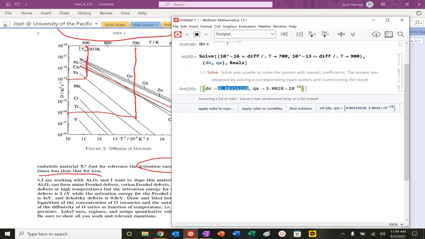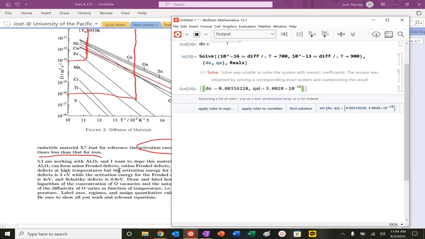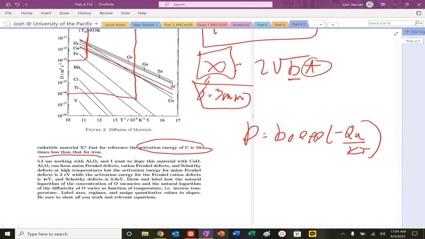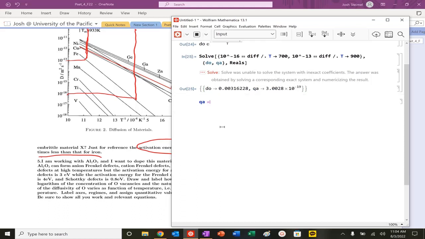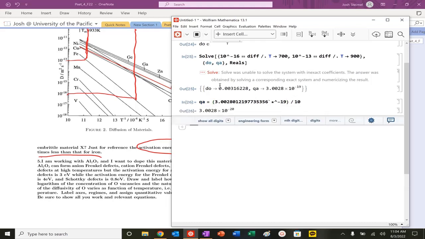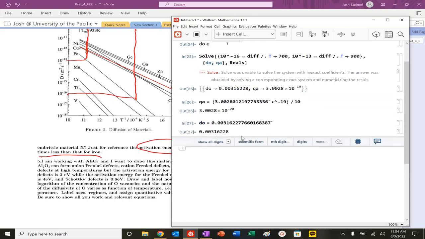So this is my D naught, this is my QA. The problem says the activation energy is 10 times less. So I can just say that here my QA is equal to this, and then we'll do the full thing divided by 10. And I'll assume that my D naught is exactly the same. Is that a good assumption? Who knows? But the problem doesn't really prevent me from doing that.